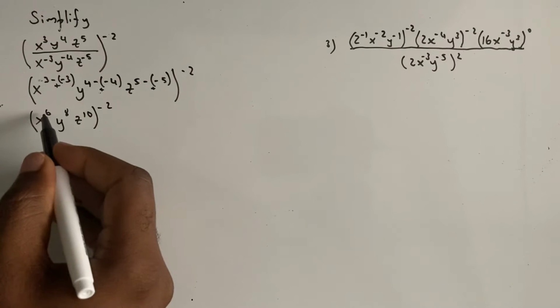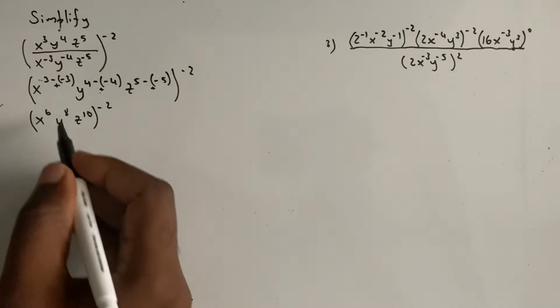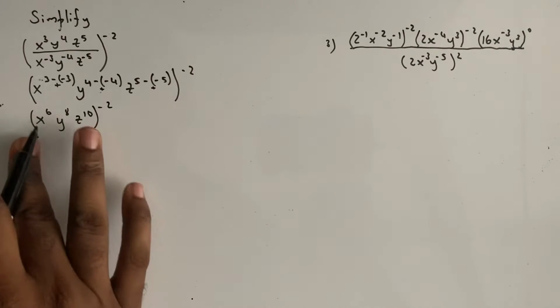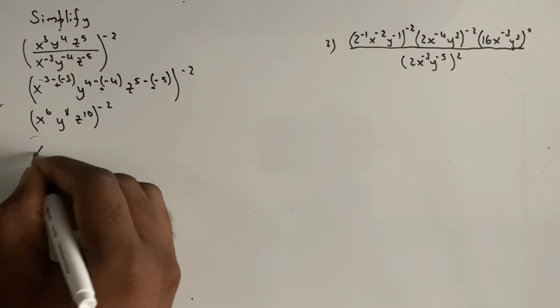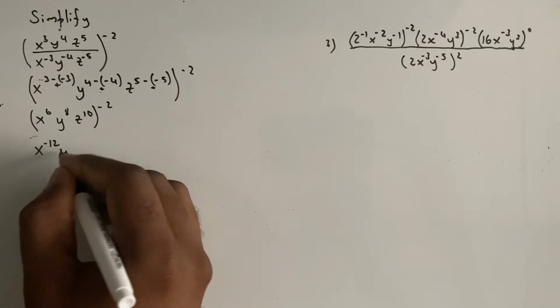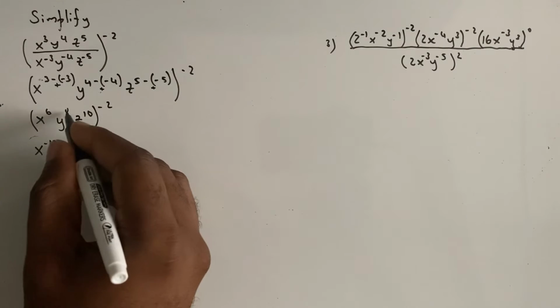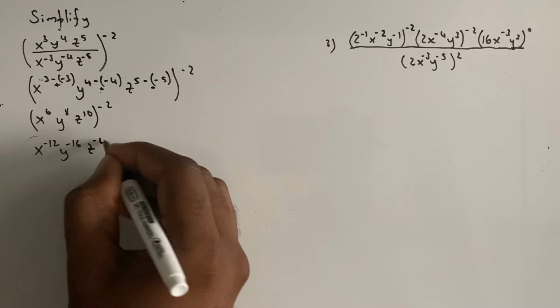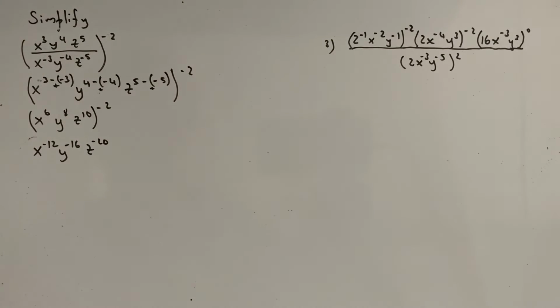You have exponents inside and one outside, so you have to multiply them. So you have now x to the 6 times negative 2 is negative 12. y to the negative 16, that's 8 times negative 2. And z to the negative 20, that's 10 times negative 2.